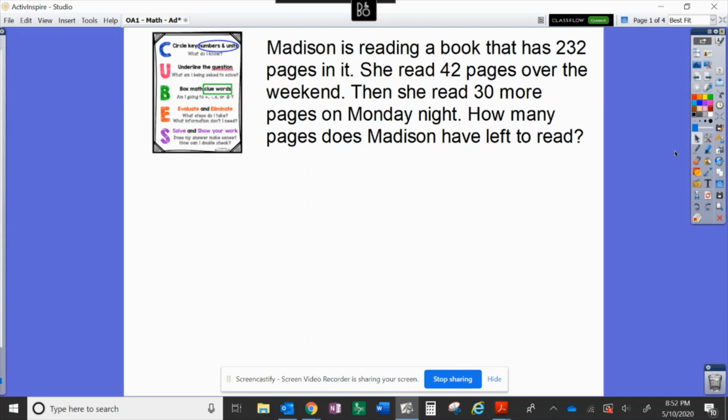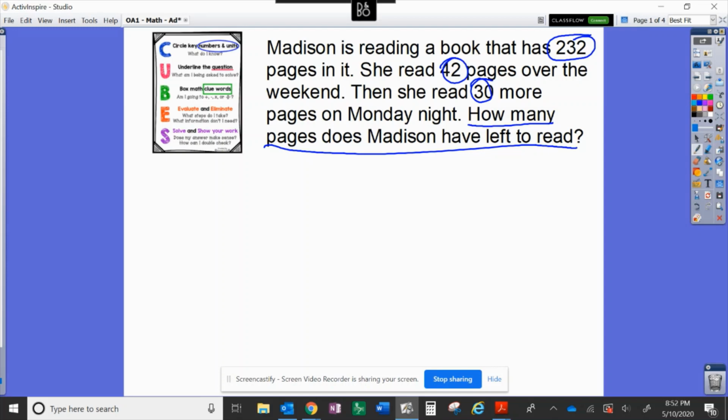It says Madison is reading a book that has 232 pages in it. She read 42 pages over the weekend, then she read 30 more pages on Monday night. How many pages does Madison have left to read? So again, I'm going to go through here. We're going to circle those numbers. We're going to underline the question and we're going to box important math clue words.